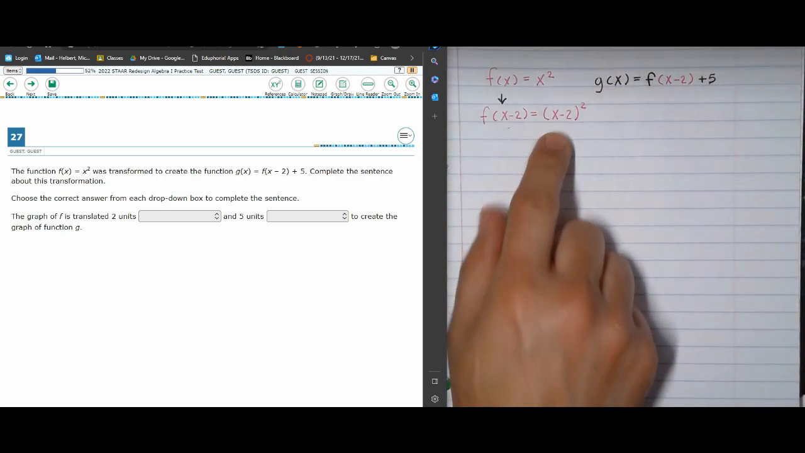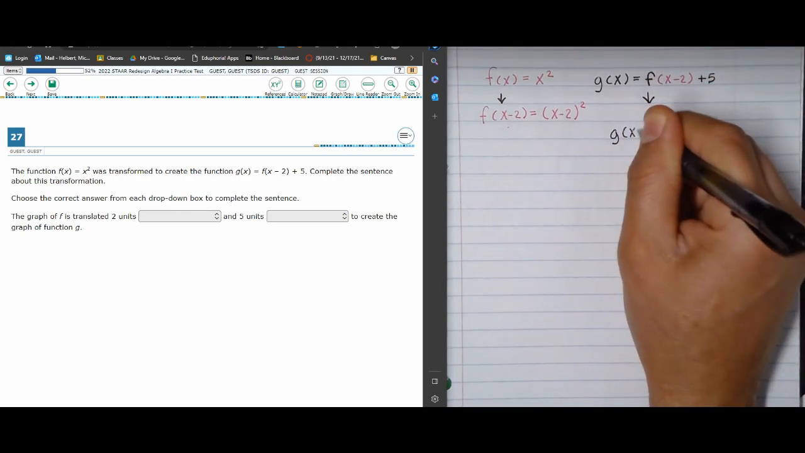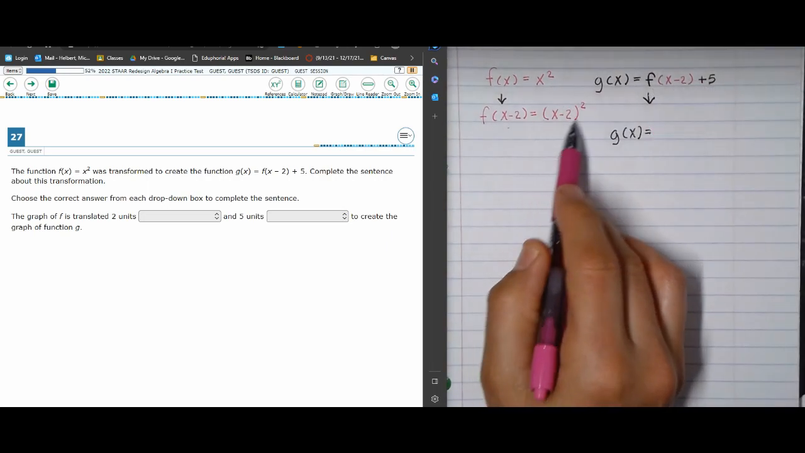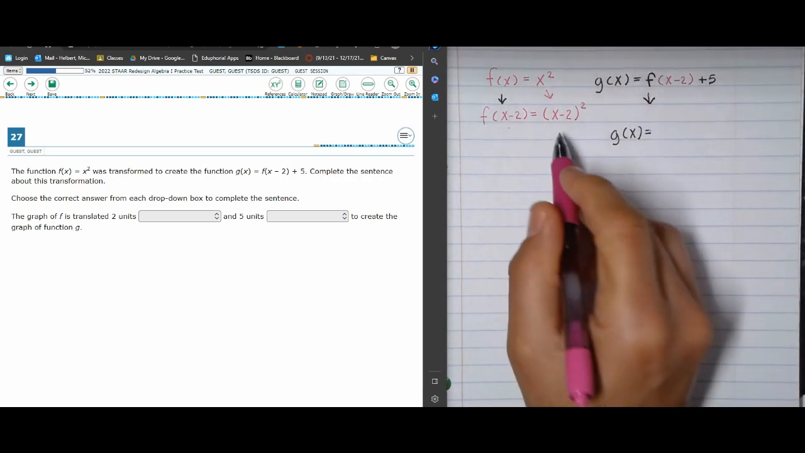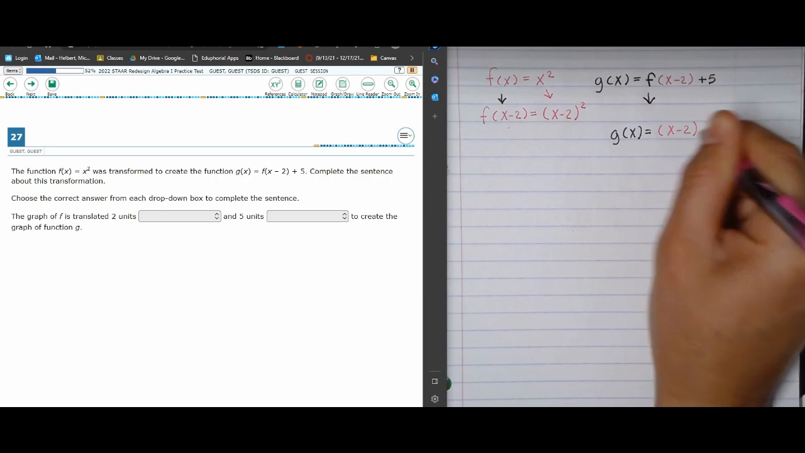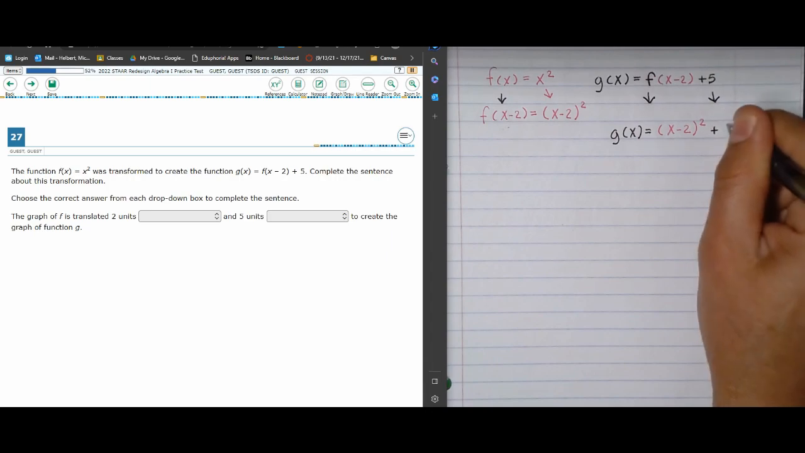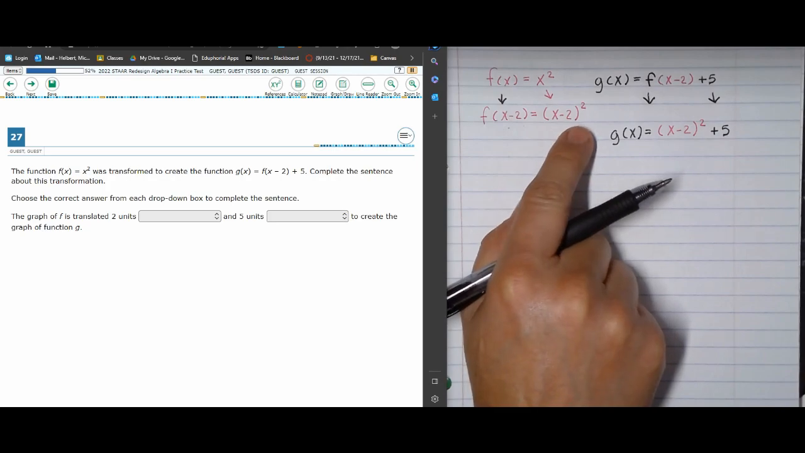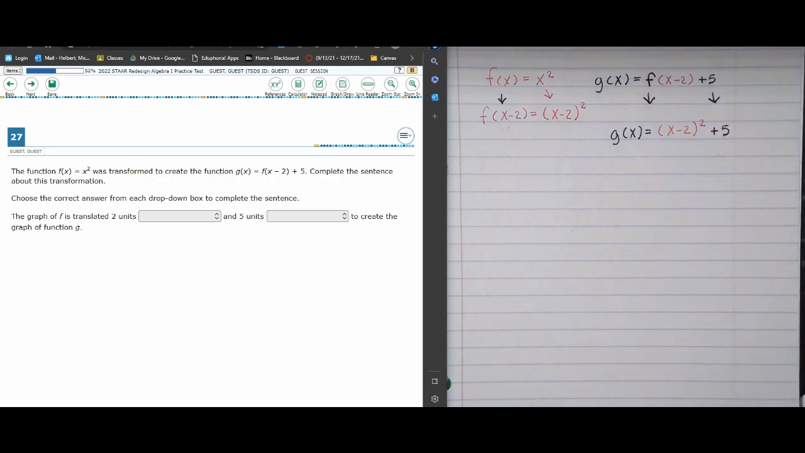So this change occurred. If I want to write g of x with the transformation in it, instead of f of x minus 2, I'm actually going to write what the change would be on the right side of the equal sign. So it changed from x squared to (x minus 2) squared. And then I'm going to bring down the constant they added, because they made two different changes. The first change was they changed x squared to (x minus 2) squared in parentheses. The second change is they added 5 at the end of it. That's going to shift it.